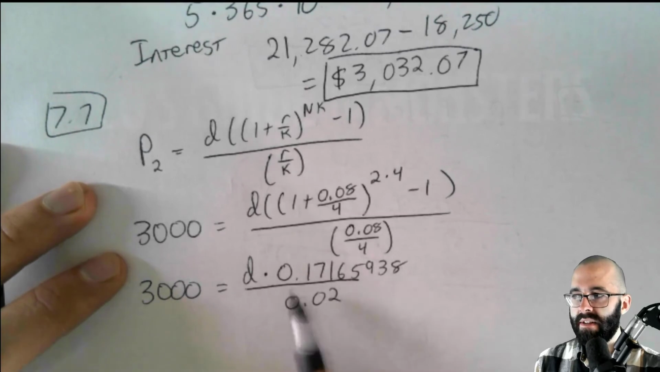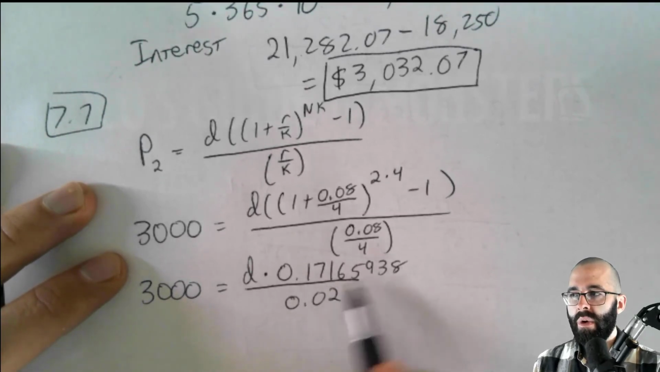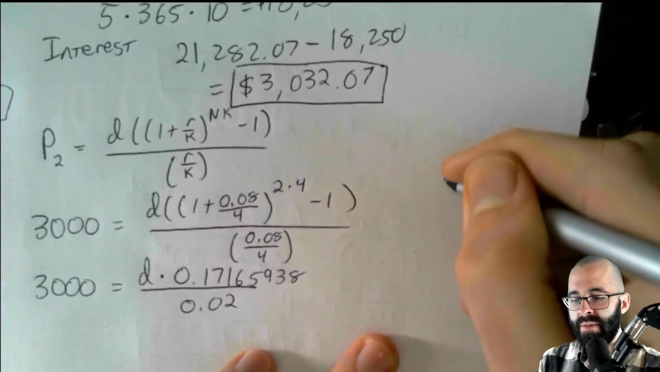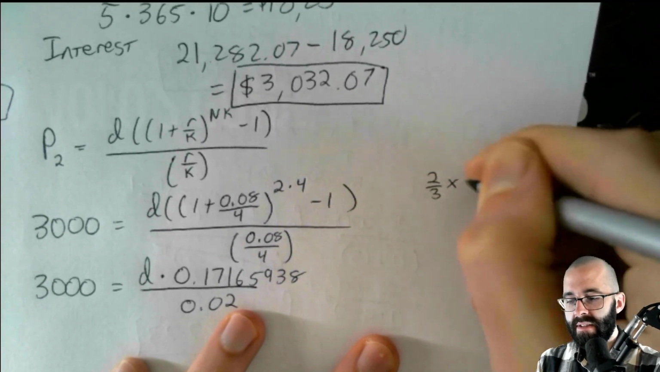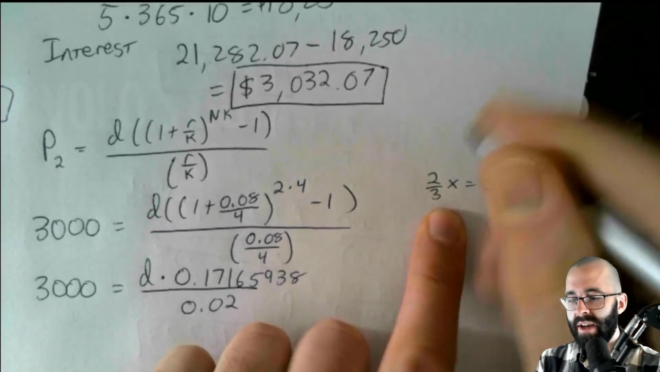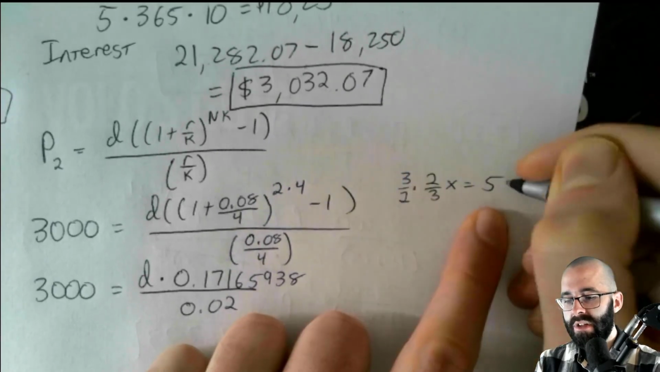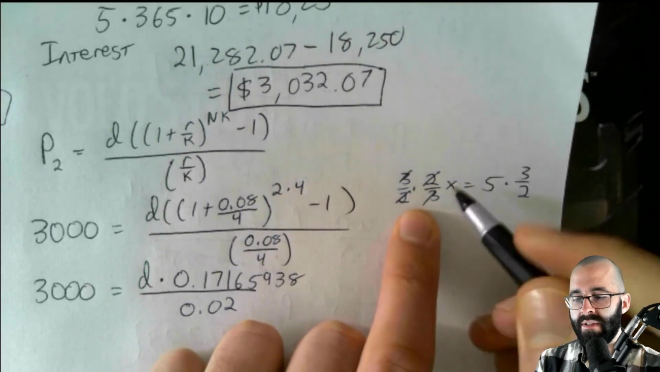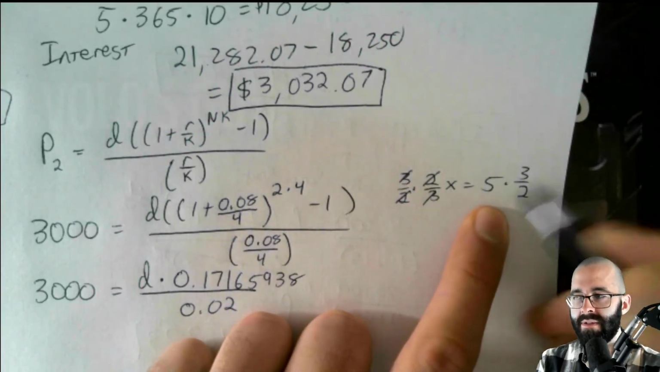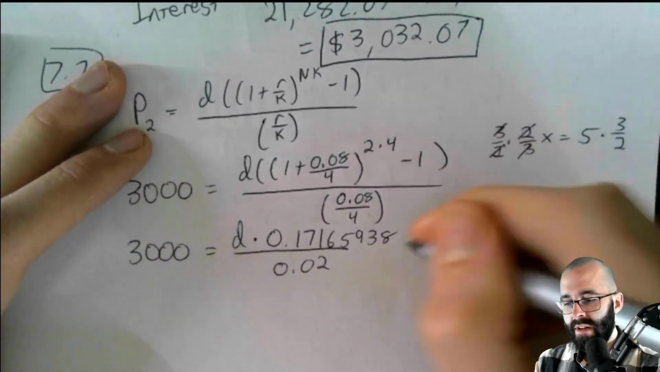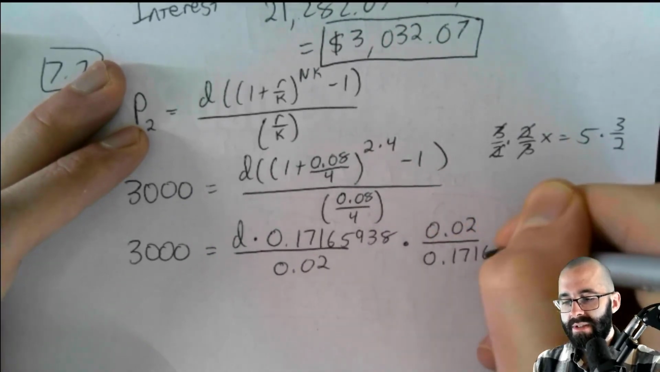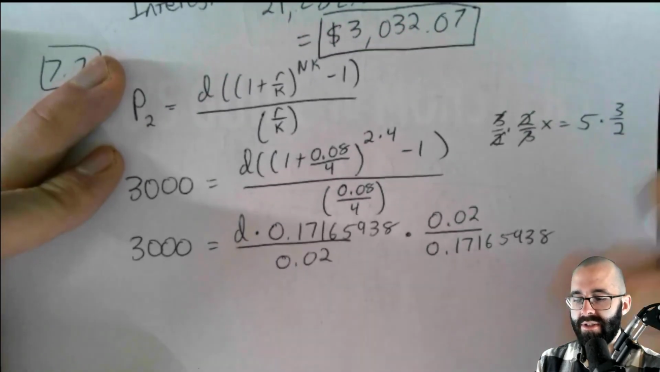We have to solve for D. What we're going to do is multiply by the reciprocal. Just like if I had a problem that said 2/3 x equals 5, to get x by itself, we'd multiply by the reciprocal, 3 over 2, on each side, because now the 2 cancels, the 3 cancels, and all that's left is an x equals our answer. We have messier numbers here, but it's the same idea. So multiply this side by 0.02 divided by 0.171659338, tons of digits.